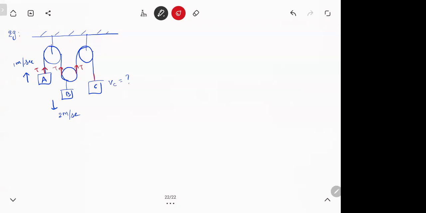T and T. Now, what is the power on A? A is going up, tension is also up, so it is T into 1. For B, tension is up, 2T. There are 2 tensions, and B is minus 2. VC, I don't know, so it is T into VC. The total is 0. So this is 1 minus 4 plus VC is 0. So we get VC is 3. Straightforward. Just multiply tension with velocity and finish it off. Let me take one more.